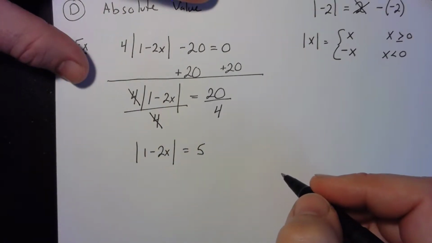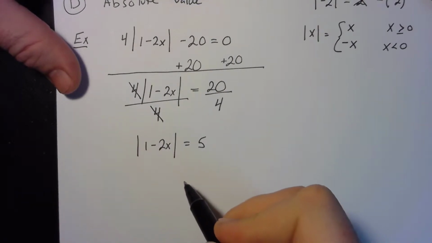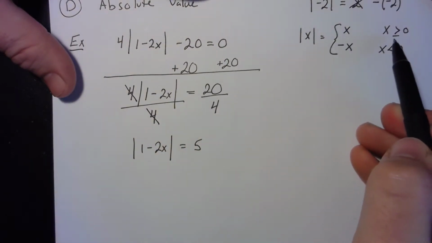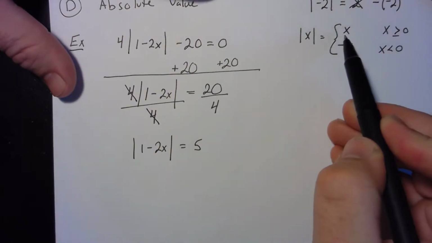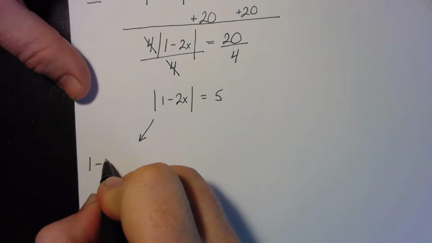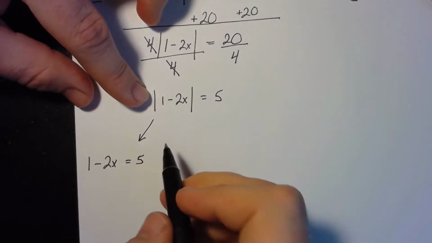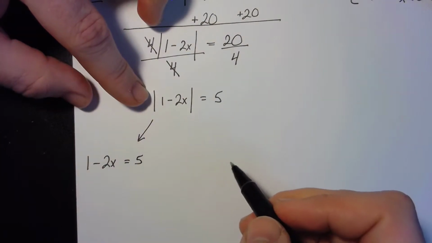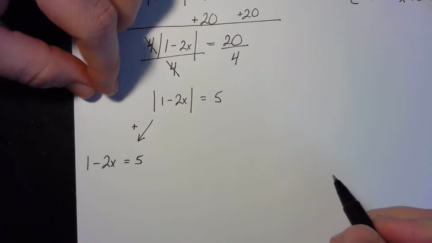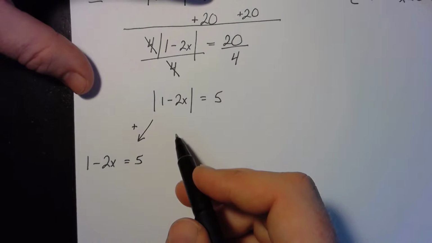Now, at this point, we don't know what x is going to be. We also don't know what 1 minus 2x is going to be. However, if this inside stuff is positive, then it's going to spit back exactly what it is. So, in theory, this is going to be 1 minus 2x equals 5. The absolute value will not touch this thing if this thing is positive. We don't know that it's positive, though. When we do this step, this positive case, we are assuming that 1 minus 2x is going to be a positive number. There is no way we can guarantee that.